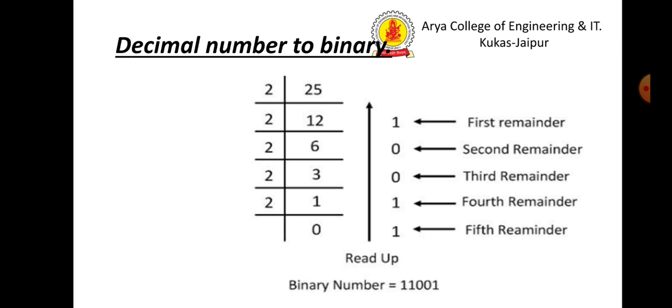Here is an example of how to convert a decimal number to binary. To convert a decimal number to binary, we divide it by 2 and take the remainders as output. When we get a 0 at the last, then we read upward. So the binary equivalent of decimal number 25 is 11001.